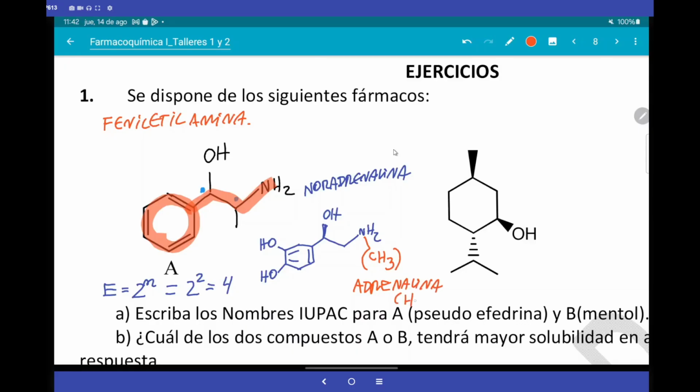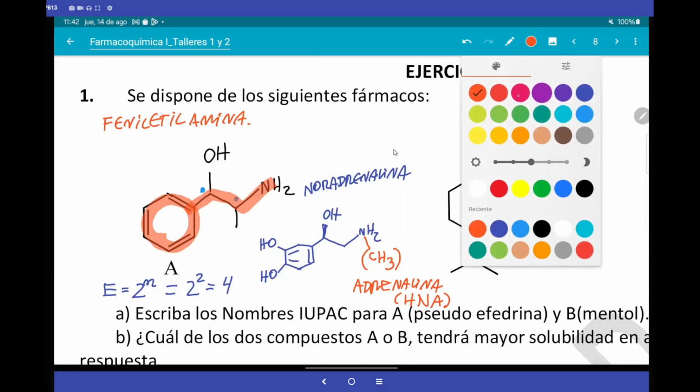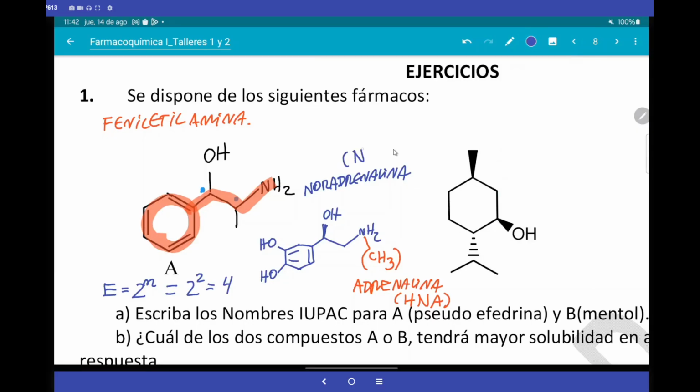Adrenaline is a hormone. Noradrenaline is a neurotransmitter, NT. Noradrenaline is without the methyl. Adrenaline is with the methyl, only a methyl of difference. They have similar biological properties, because the molecules are very similar to each other.